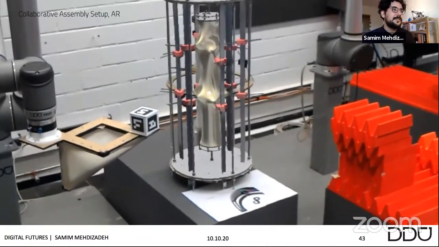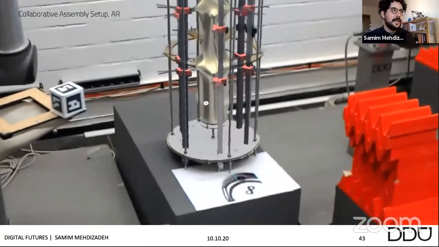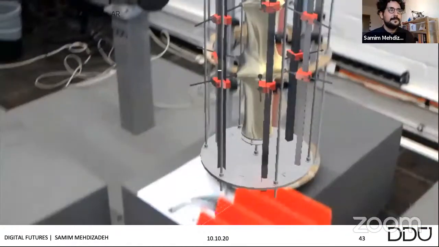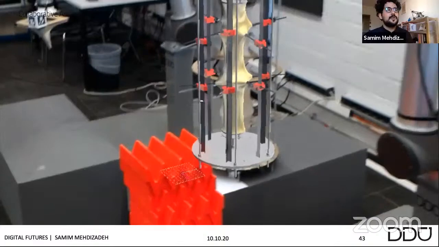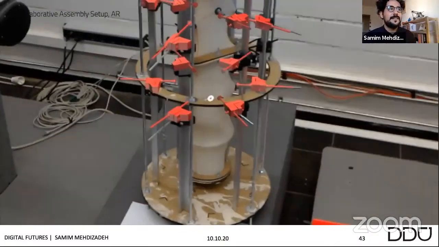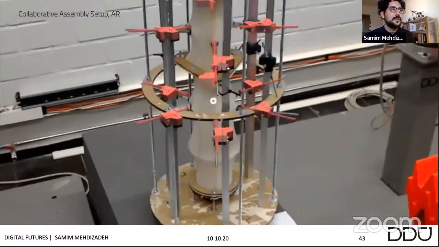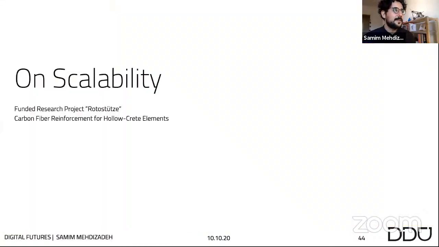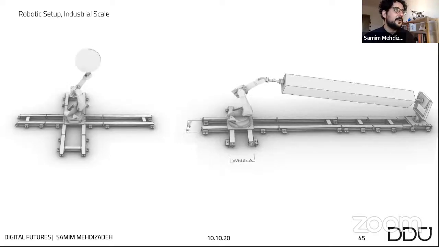The other test has been done with the HoloLens AR glasses to show us how we can get more assistance from digital tools for exact placement of our adaptive falsework. On this side of the project, we have looked at how far we can scale our procedure and basically focused on the funded research project.